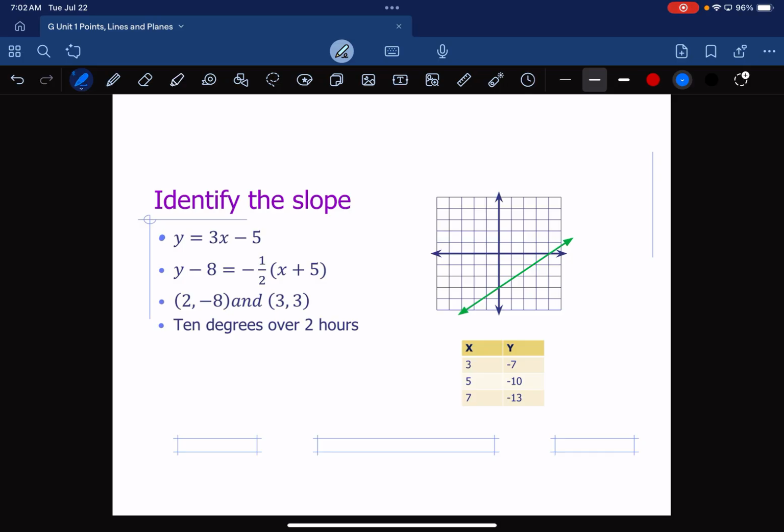So if we look at the first equation given here, it is slope-intercept form. So this is the y equals mx plus b. The slope is that m, it's that 3 right there in front of x. Okay? The second equation is that point-slope form that I showed you: y minus y1 equals m times x minus x1. And what's in place of the m right there is this negative 1/2. So that's the slope. We could write m equals negative 1/2. For the first, we could write m equals 3.